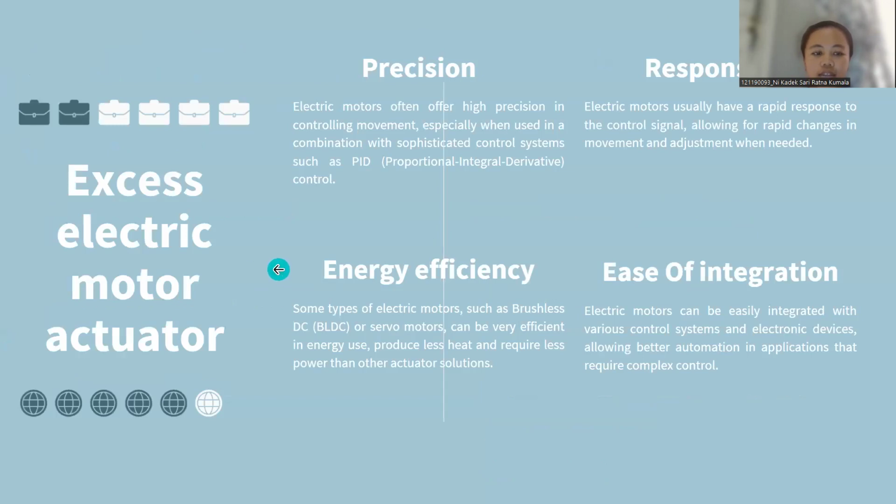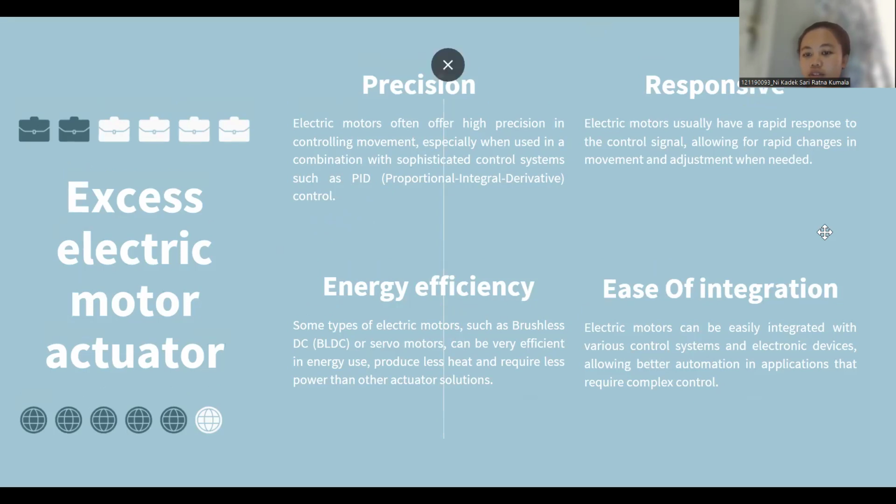Okay, there are advantages of the electric motor actuator. First, precision. Electric motors often offer high precision in controlling movements, especially when used in combination with sophisticated control systems such as PID. Next, energy efficiency. Some types of electric motors, such as brushless DC or BLDC, or servo motors, can be very efficient in energy use, produce less heat, and require less power than other solutions.